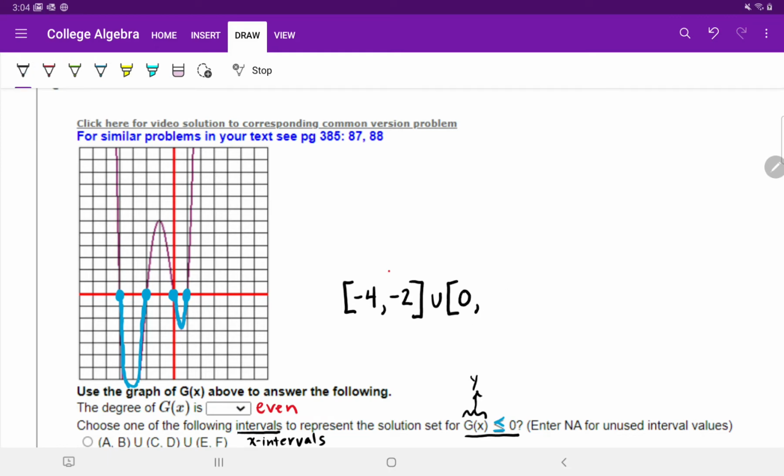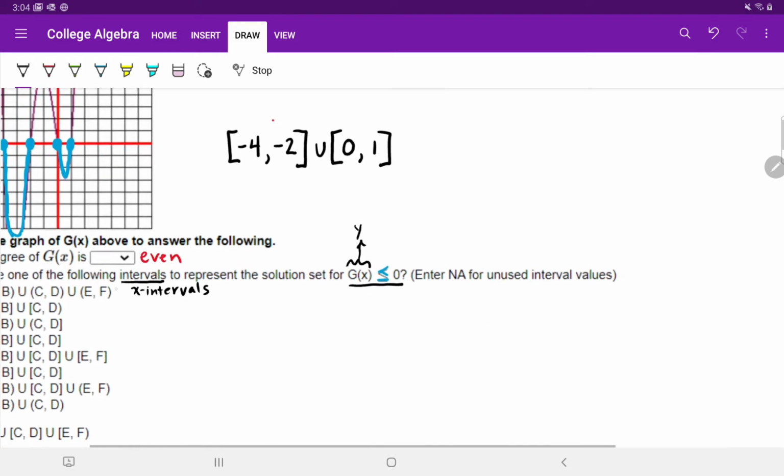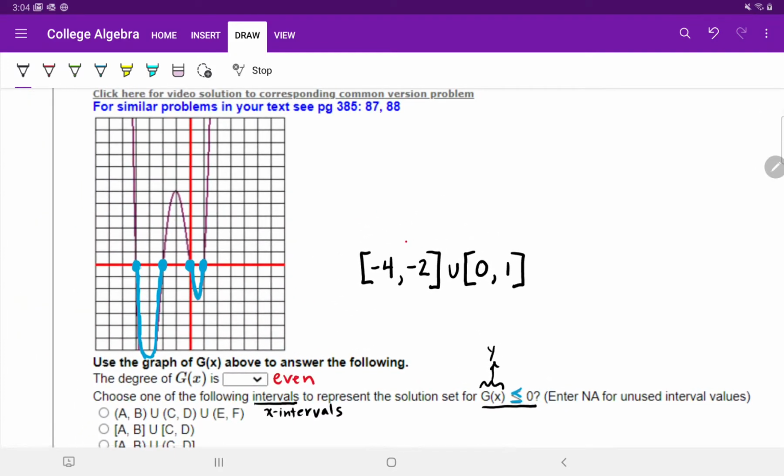Scratch that, I can't count. It goes from 0 to 1. So it's just the x values from here to here and from here to here that answers this question about the intervals that represent the solution set. The solution set is just our x values.